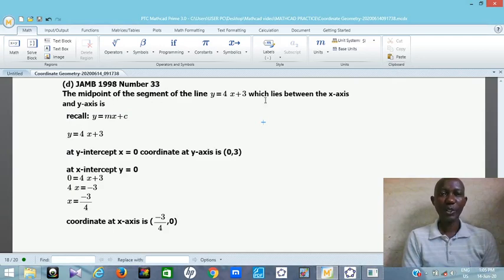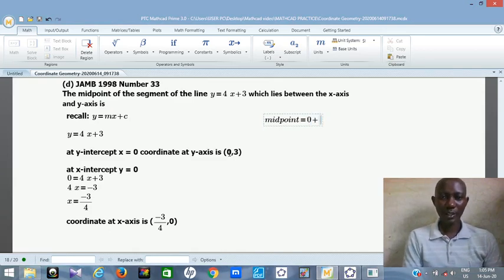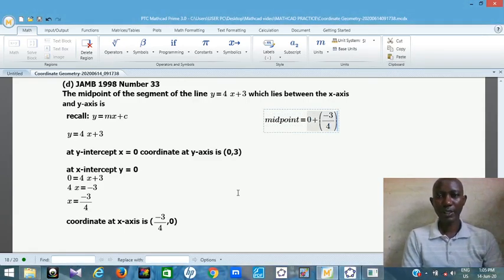So we can now find the midpoint of this line. So what is the midpoint formula that we know? Midpoint will now be equal to, remember our midpoint formula, if we take this as our first point, x1 plus x2 divided by 2. So x1 is now 0, 0 plus minus 3 over 4, put it in bracket, then divide everything by 2.